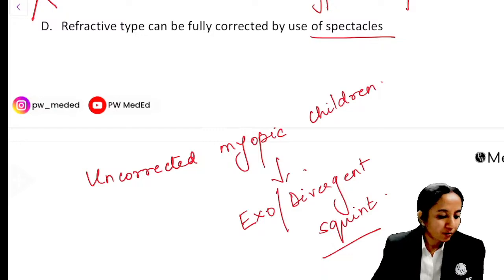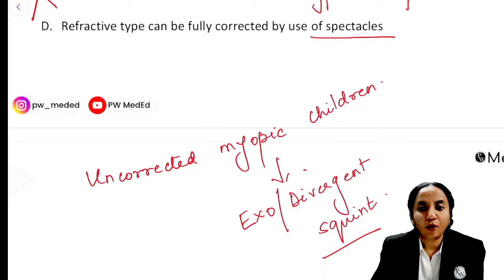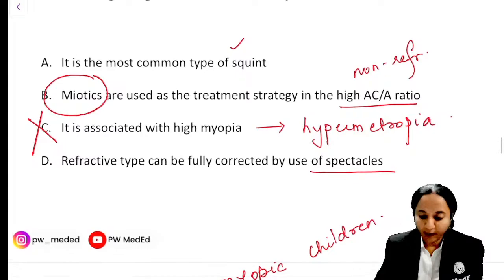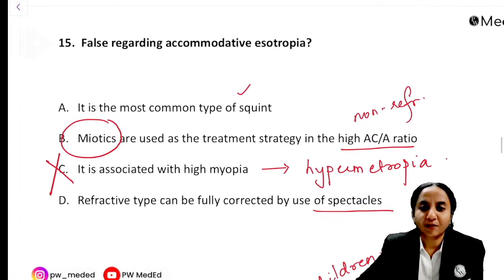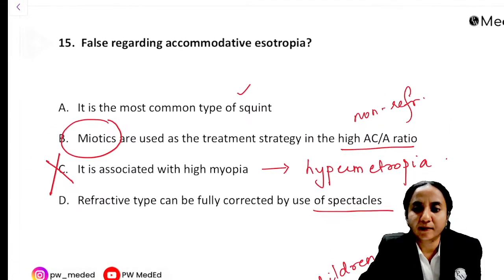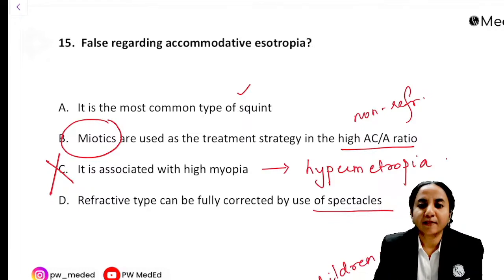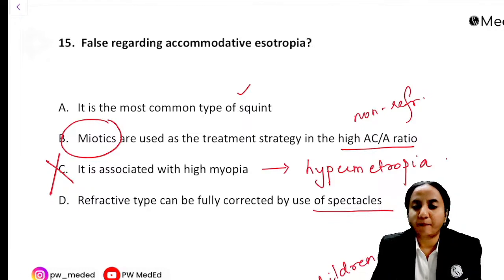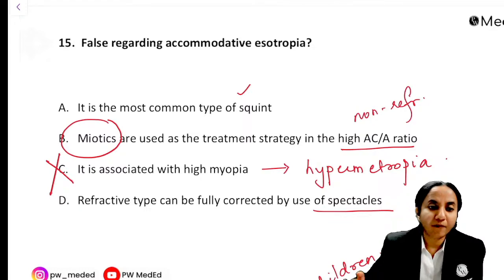Okay, so let's do something. Let's take a short break of 15 minutes. We have finished 15 questions. We have another 14 questions to go. There are about 29 questions in all, 29-30 questions. So we'll take a short break, and when we come back, we'll do the rest. So we'll come back in 15 minutes.